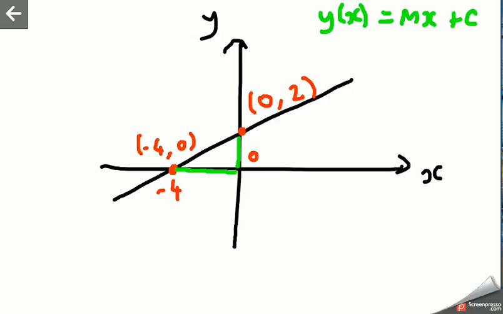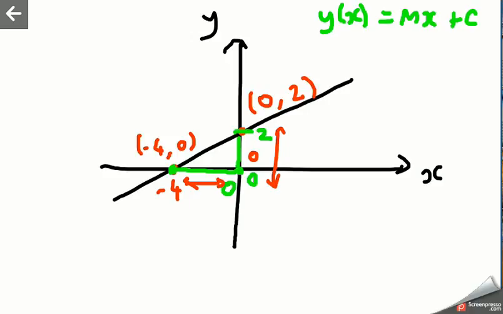Well, the way to do it is to use the coordinates we're given. We're told that this point has y coordinate 2, and this point has y coordinate 0, and we're told that this point has x coordinate -4 and x coordinate 0 at this point. So the rise must therefore be the distance between 2 and 0, and the run must be the distance between -4 and 0. So how do we work out those distances?